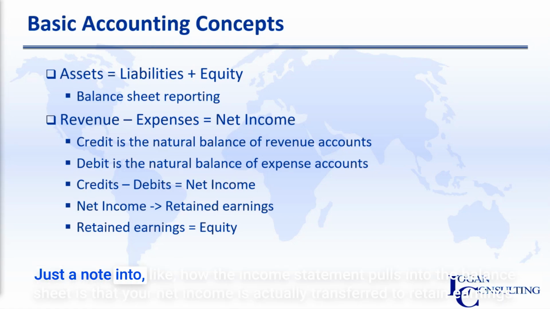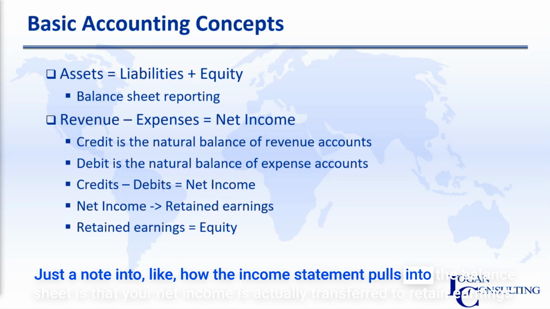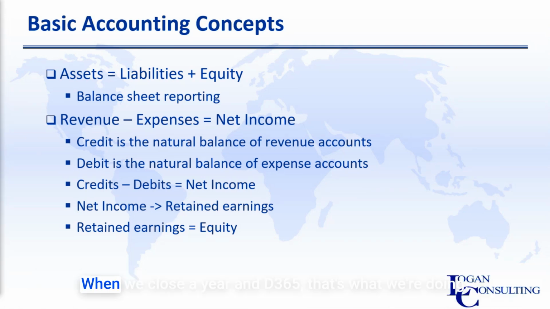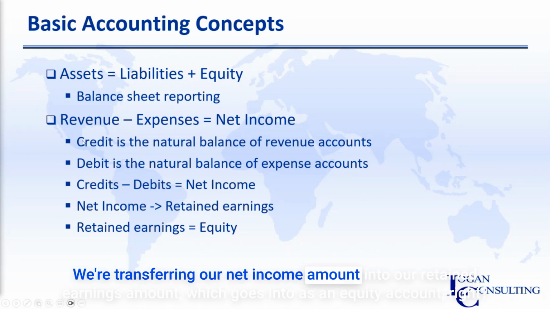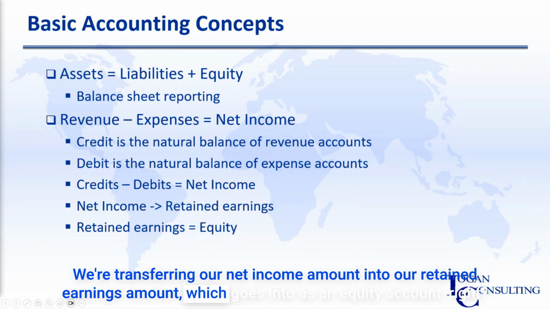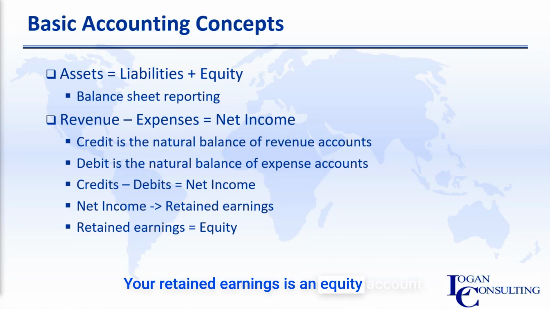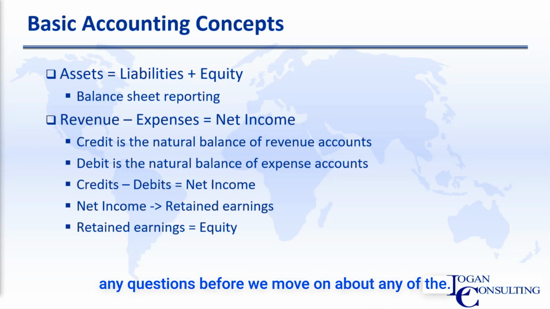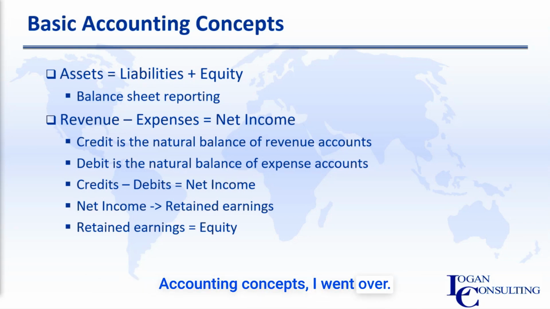Just a note on how the income statement pulls into the balance sheet: your net income is actually transferred to retained earnings. When we close a year in D365, that's what we're doing. We're transferring our net income amount into our retained earnings amount, which goes in as an equity account. Your retained earnings is an equity account, that is your credit there in your balance sheet account. Any questions before we move on about any of the accounting concepts I went over?